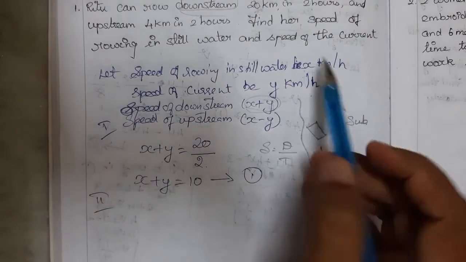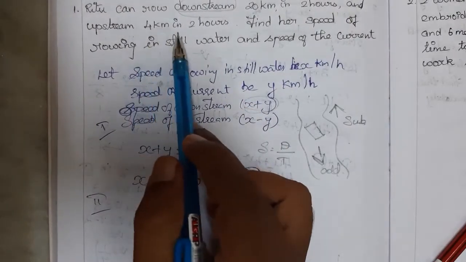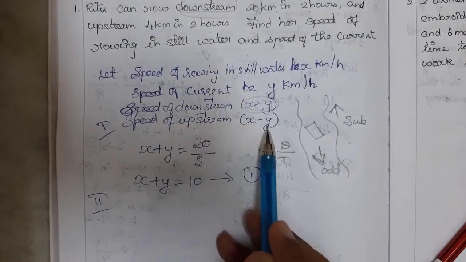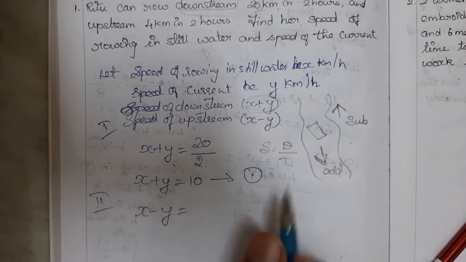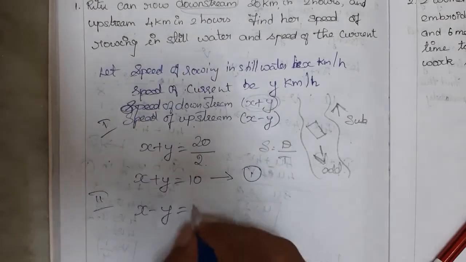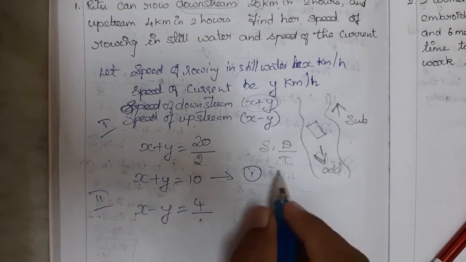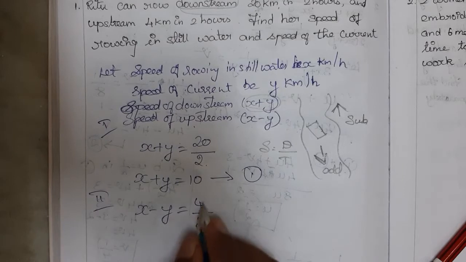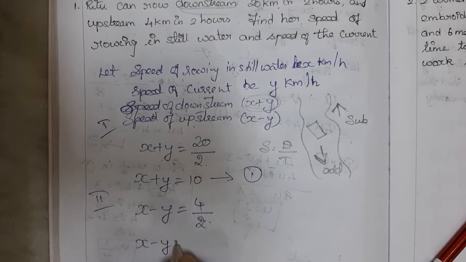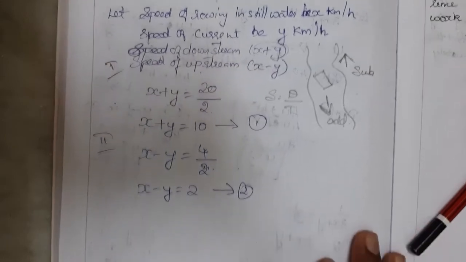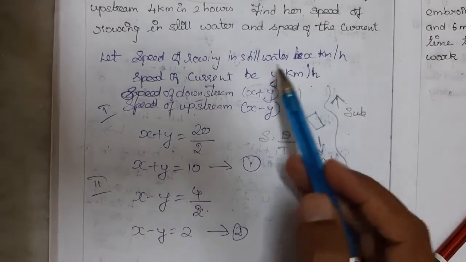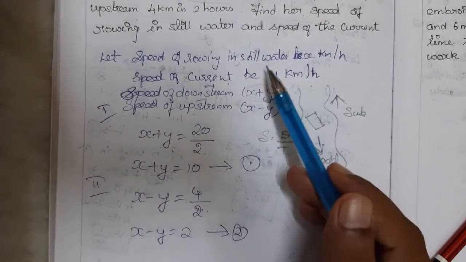And the second condition is upstream 4 km in 2 hours. So upstream is x minus y, the speed is x minus y. So x minus y is equal to distance 4 km and time 2. So this we can rewrite as x minus y is equal to 2, equation 2. So we can solve these two equations and we can find the speed of the current and speed of the boat.